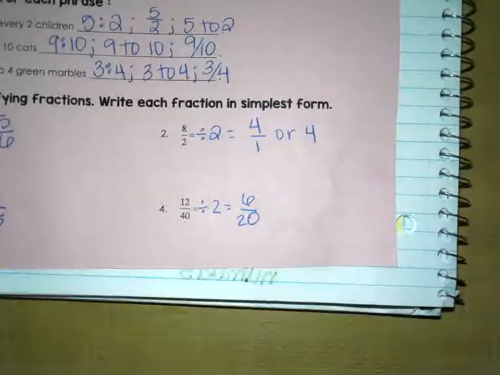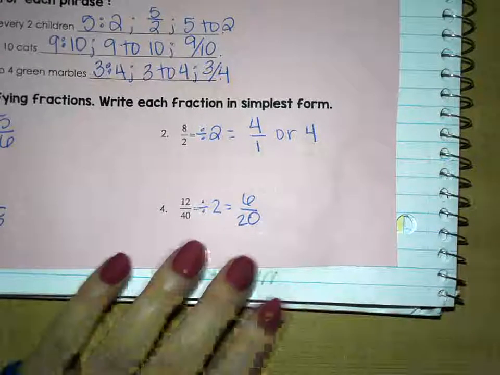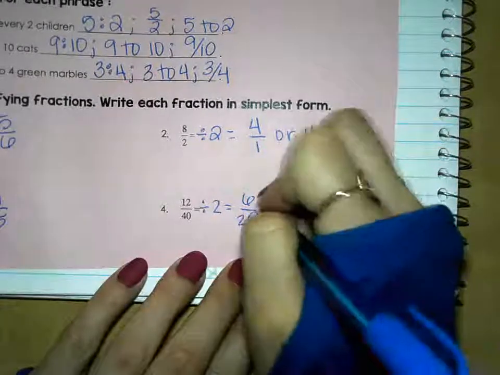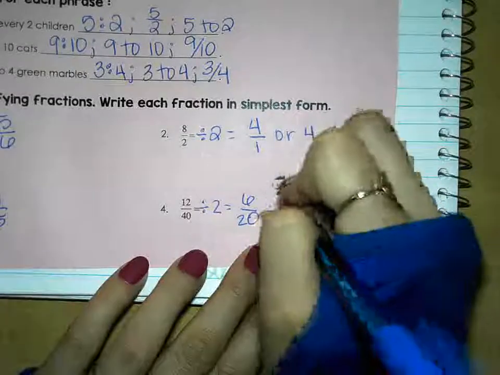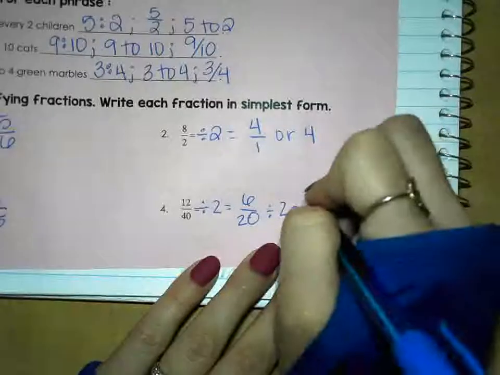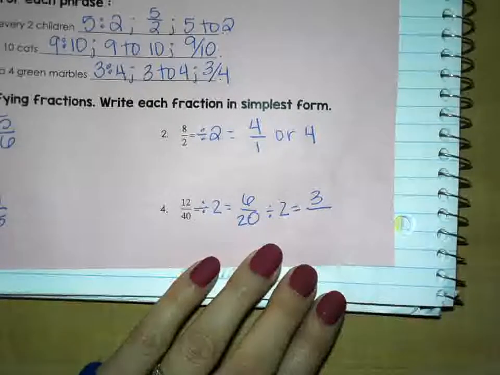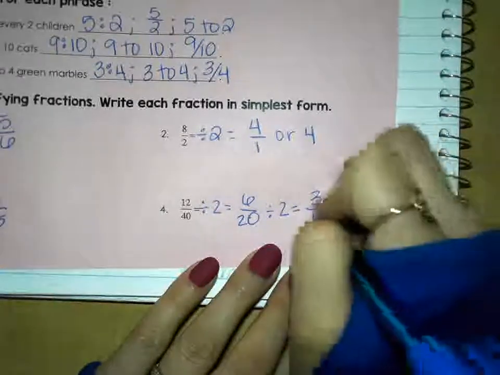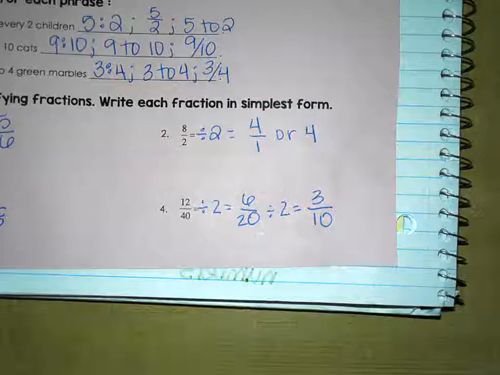6/20. Is that in simplest form? No. So I need to keep going, right? So Alexis, what can I take out of 6 and 20? 2. 6 divided by 2 is? 20 divided by 2 is? And 3/10 is in simplest form.